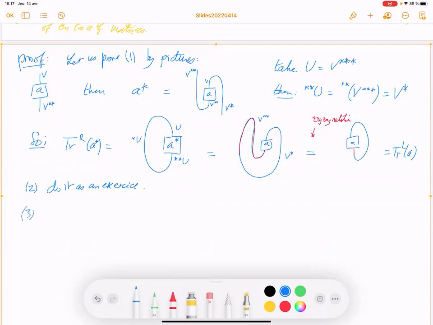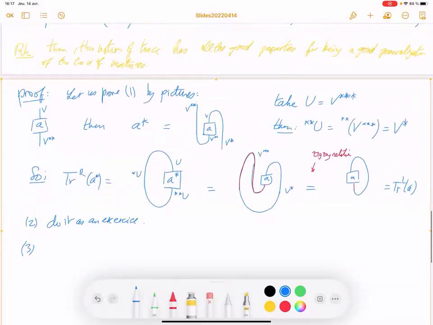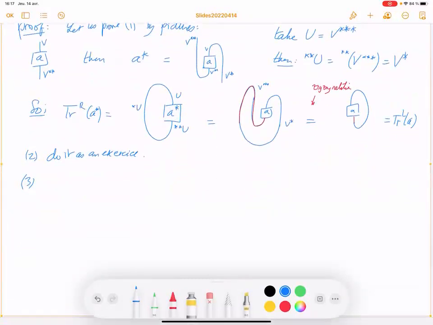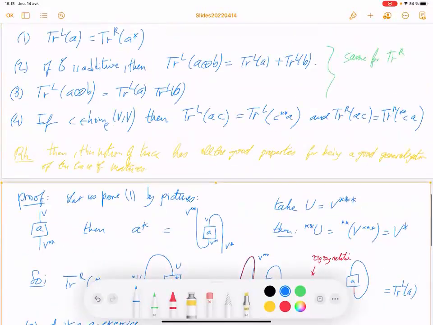Now, what about the third point? How does the trace deal with the tensor product? So for that, I will provide some hints. I will not prove that in details. In fact, in the book, nothing is proved. Everything is left as an exercise. But here, what about the third point? So we leave that as an exercise.